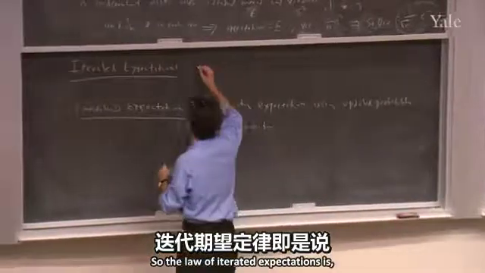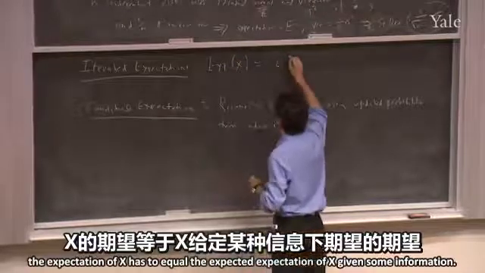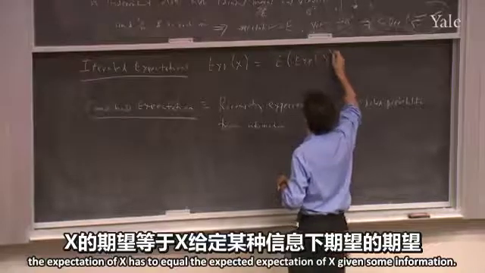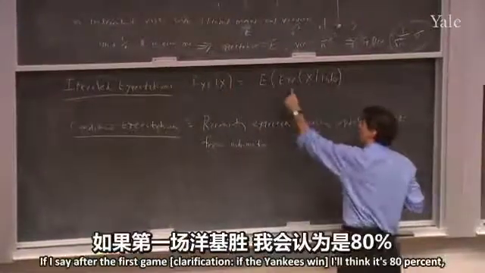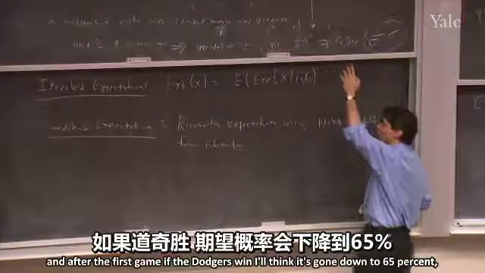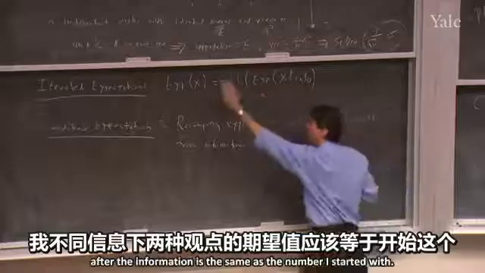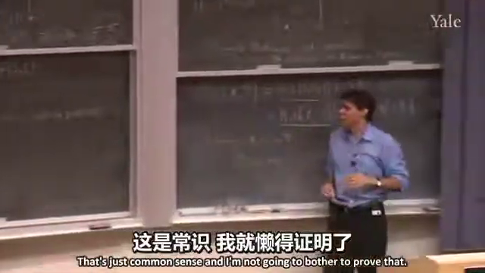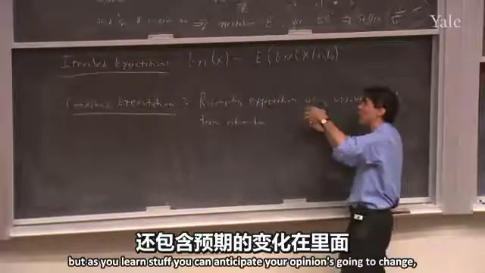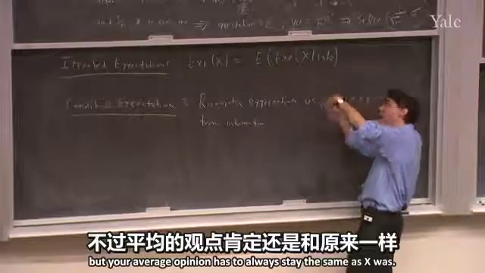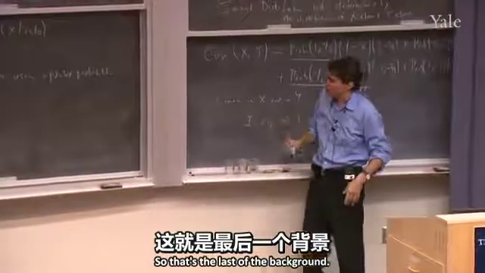So the law of iterated expectations is that the expectation of x has to equal the expected expectation of x given some information. So here's what I think. The Yankees are 70% likely to win. If I say after the first game, I'll think it's 80%. And after the first game, if the Dodgers win, I'll think it's gone down to 65%. It had better be that the average of my opinions after the information is the same as the number I started with. That's just common sense, and I'm not going to bother to prove that. So that's incredibly important: as you learn stuff, you can anticipate your opinion's going to change, but your average opinion has to always stay the same as x was. Okay, so that's the last of the background.